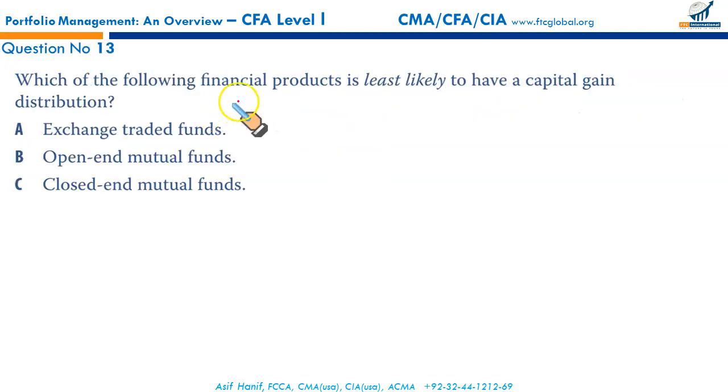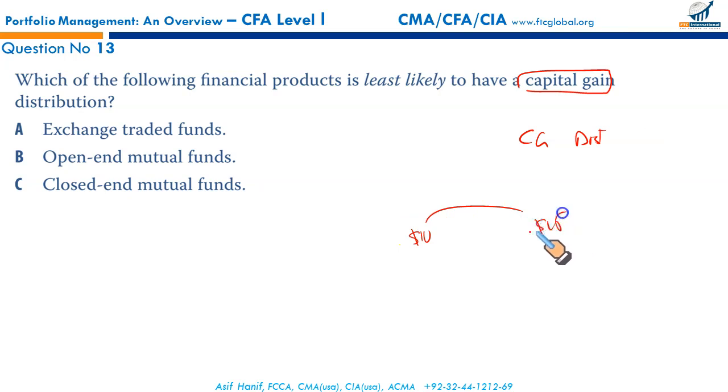Next, which of the following financial products is least likely to have a capital gains distribution? First, we need to differentiate between capital gain and capital gains distribution. When you purchase an asset for $10, you sell it at $15. The difference between buy and sell, $5, is called the capital gain, right?